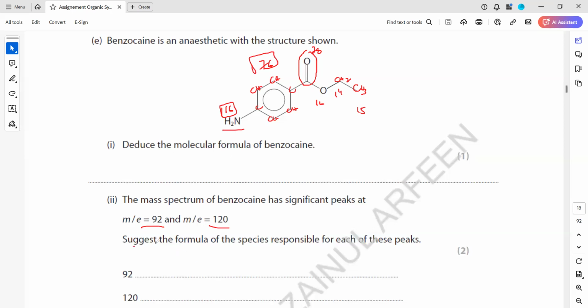So 92 suggests the formula of the species responsible. We need just a formula. So the phenyl group is there plus, so it will be C6H4 and NH2. But this should be a plus charge. Why is it a plus charge? Because positive ions can be detected.